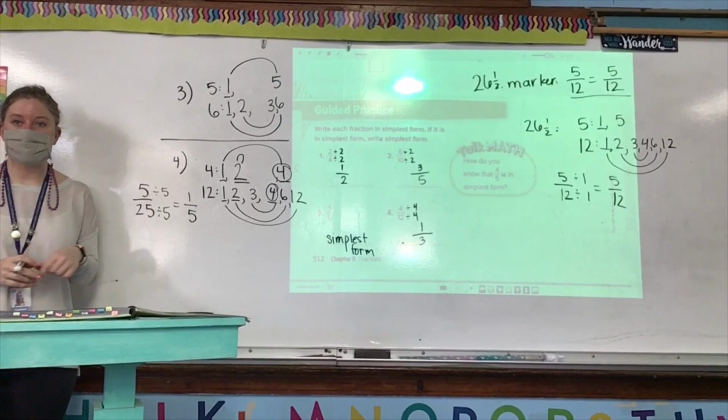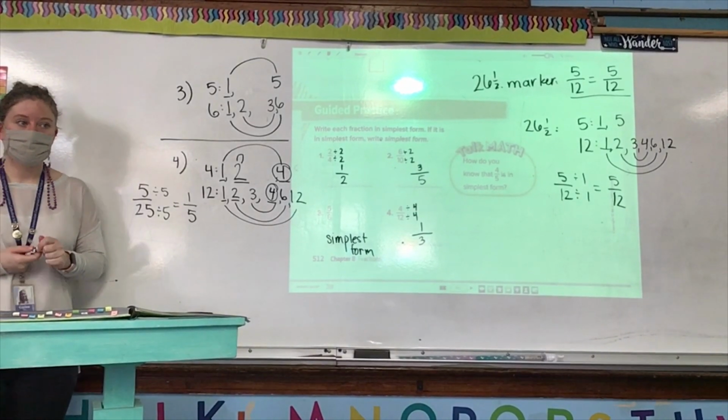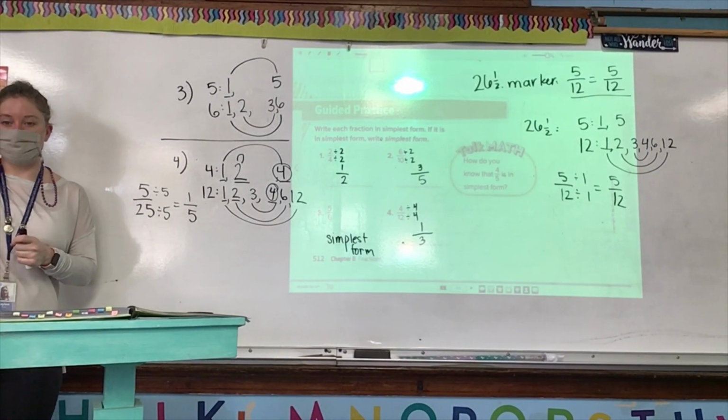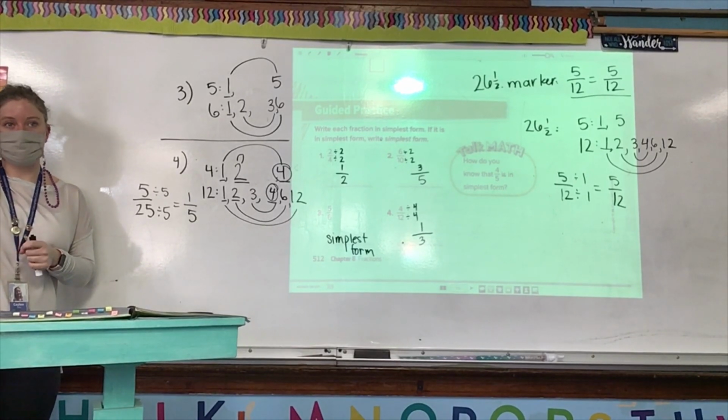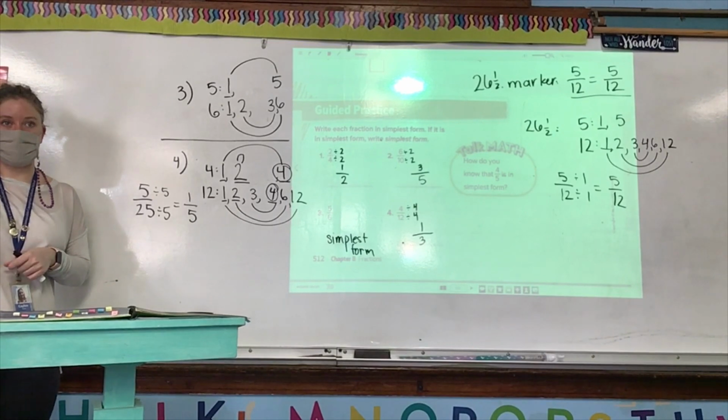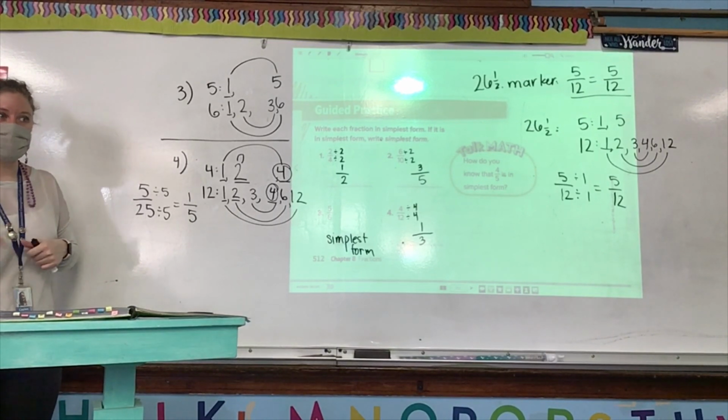Is 1/5 in simplest form? How do you know? See, I see a lot of hands up, and then as soon as I say how do you know, they go like this, which tells me they're just guessing.